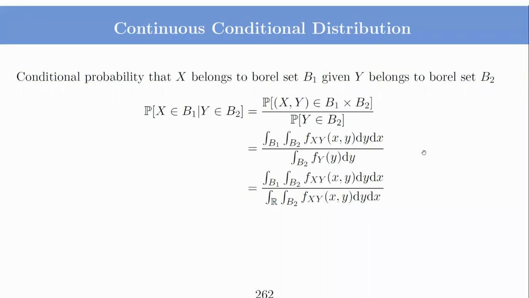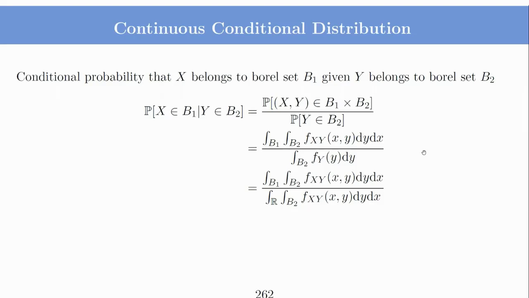So now let us also define the conditional distribution for continuous random variables. In the same way, suppose x and y are both continuous random variables. If you take any two Borel sets B1 and B2, then the conditional probability that x belongs to B1 given y belongs to B2 is defined using the probability that x belongs to B1 and y belongs to B2, which is the same as the probability that the pair (x, y) belongs to B1 cross B2. This B1 cross B2 is a rectangle: any point belonging to it means the x coordinate is in B1 and the y coordinate is in B2.